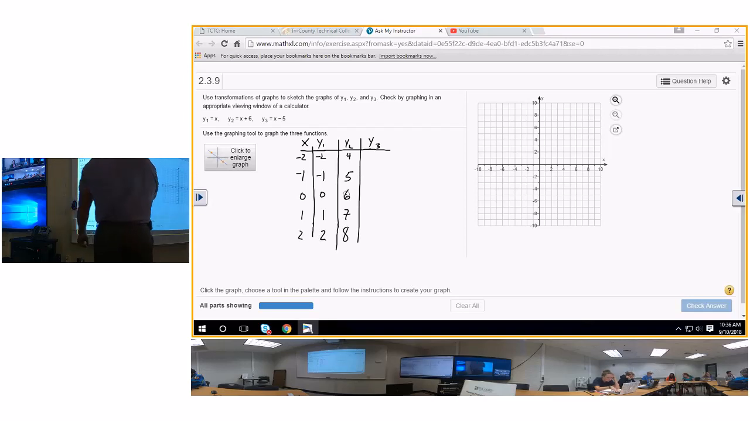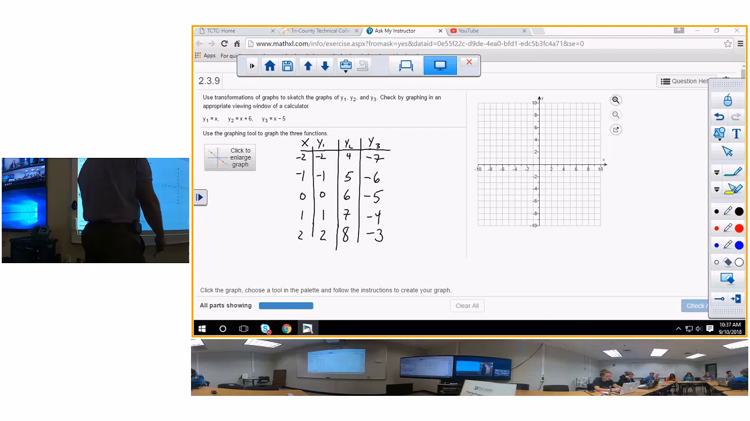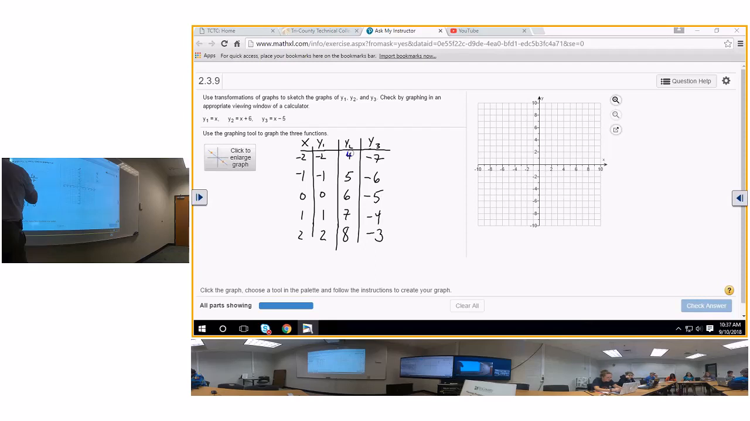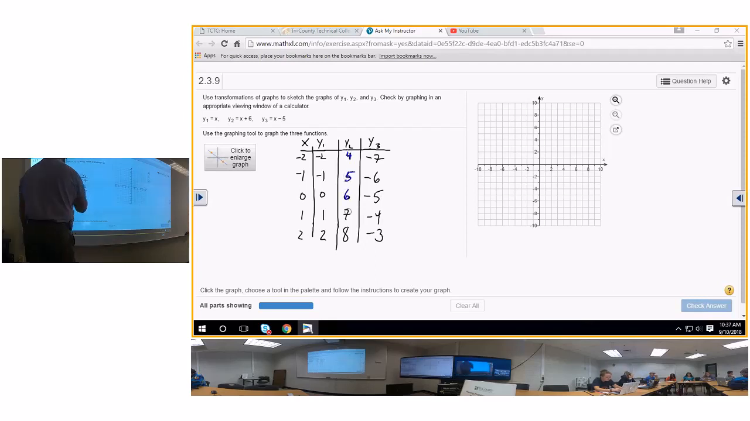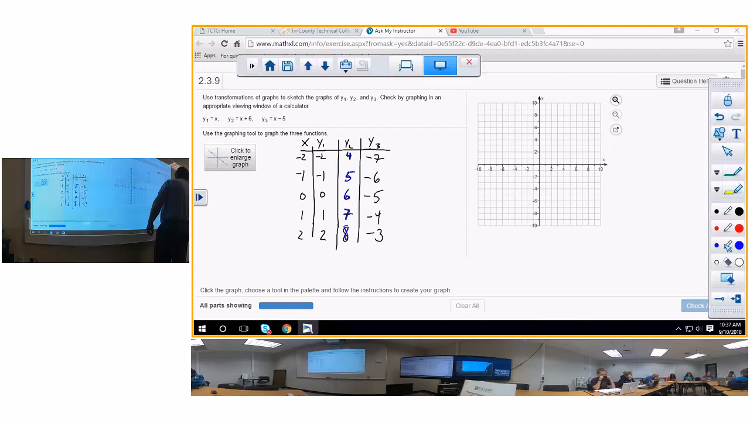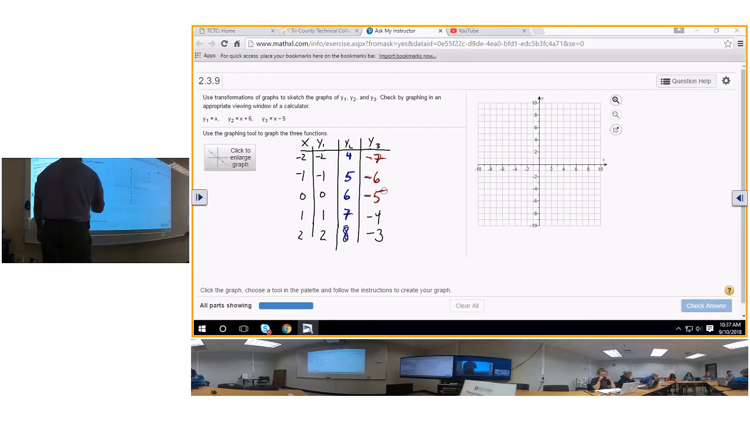And then basically minus 5. What's -2 minus 5? -7. What's -1 minus 5? -6. What's 0 minus 5? -5, -4, -3. Now I'm going to take my handy dandy colors, and I'm going to color this one 4, 5, 6, 7, 8, and I'm going to color this one red: -7, -6, -5, -4, -3.